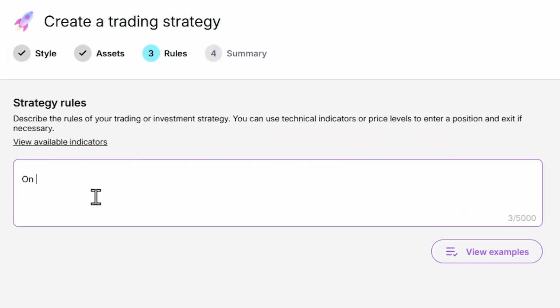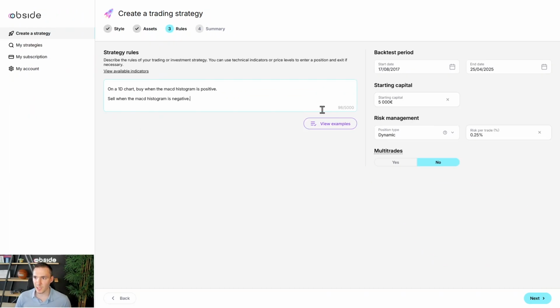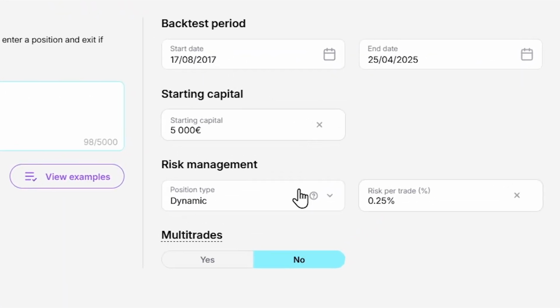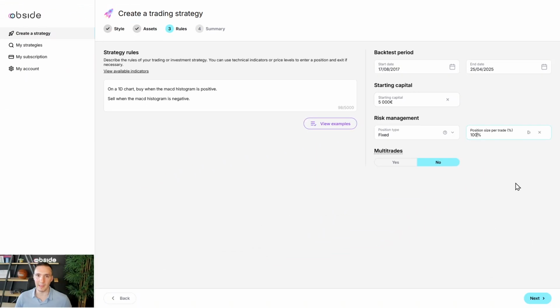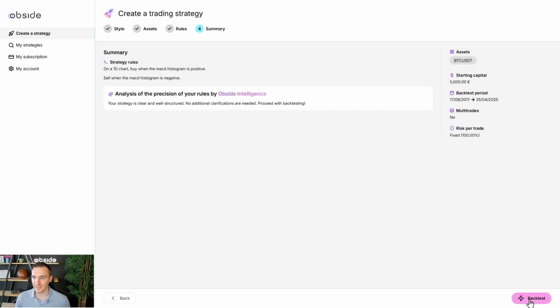We will say, for example, on a one-day chart, buy when the MACD histogram is positive. So this will be our buy condition, and we will say sell when the MACD histogram is negative. This is a very simple strategy, and we will backtest it over the last 7 years, and on each trade we will just place all of our capital, literally going all in. The point is really to see if the MACD is able to detect and ride trends properly. So I'll just hit next, and the strategy is now ready for the backtest, so let's go.